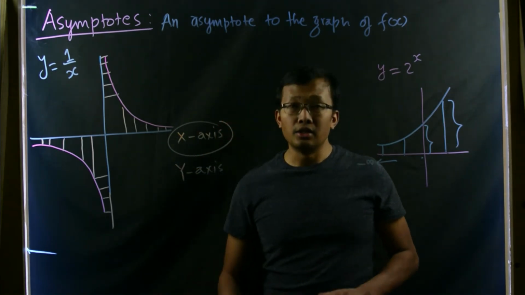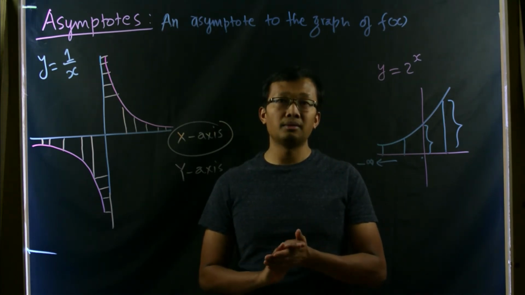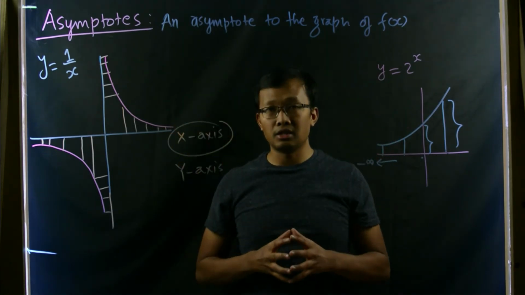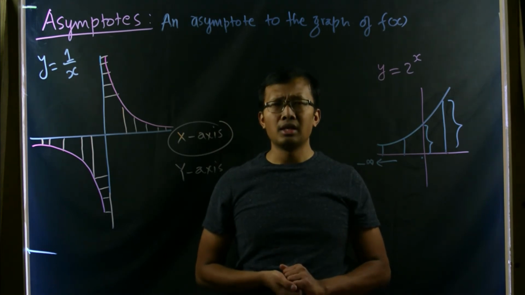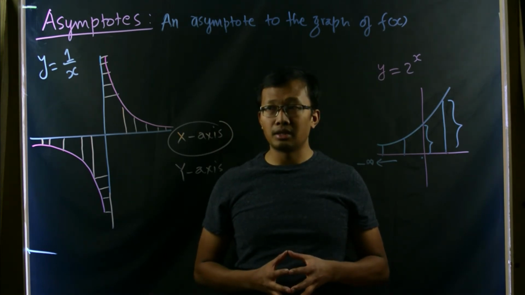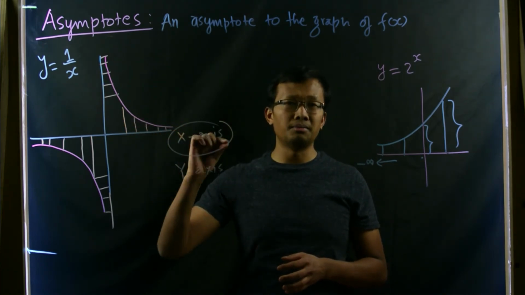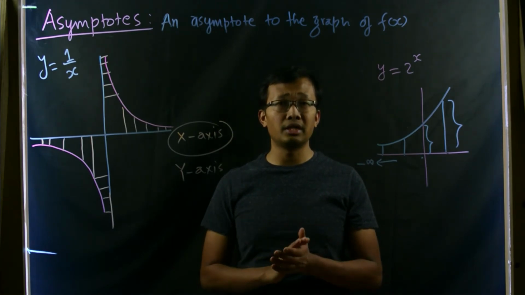Now, you can think of asymptotes as being like parallel lines. Parallel lines don't meet each other, though you go towards negative infinity or positive infinity. You can take an idea from that, but in the case of an asymptote, the distance becomes smaller and smaller, but they do not meet. The distance is very small, but they do not meet.